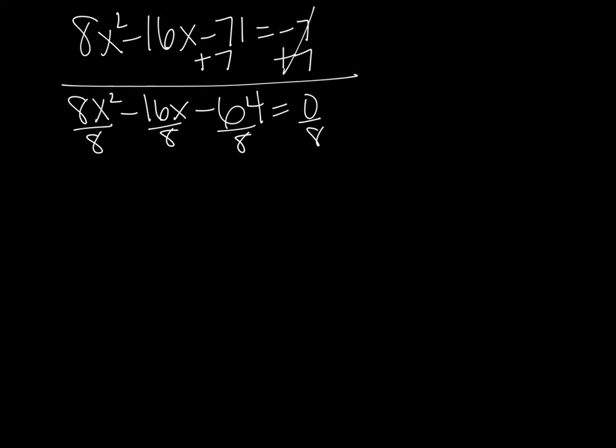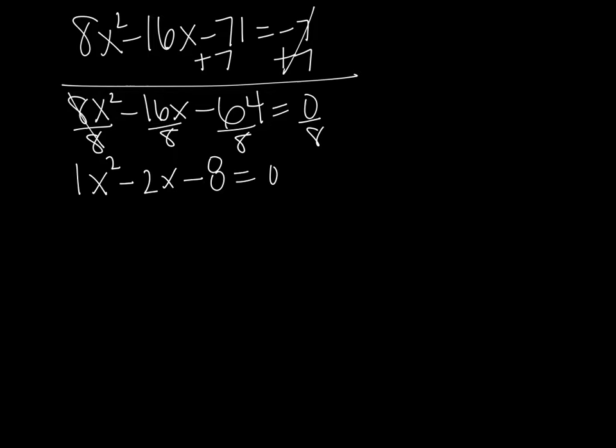Okay, so we've got 8 divided by 8, which cancels and gives me what number? X squared, which is 1x squared, right? Okay, what's a negative 16 divided by 8? Negative 2, and it's an x, and then negative 8 equals 0. Okay, is it in ABC order? Does it have a 1?